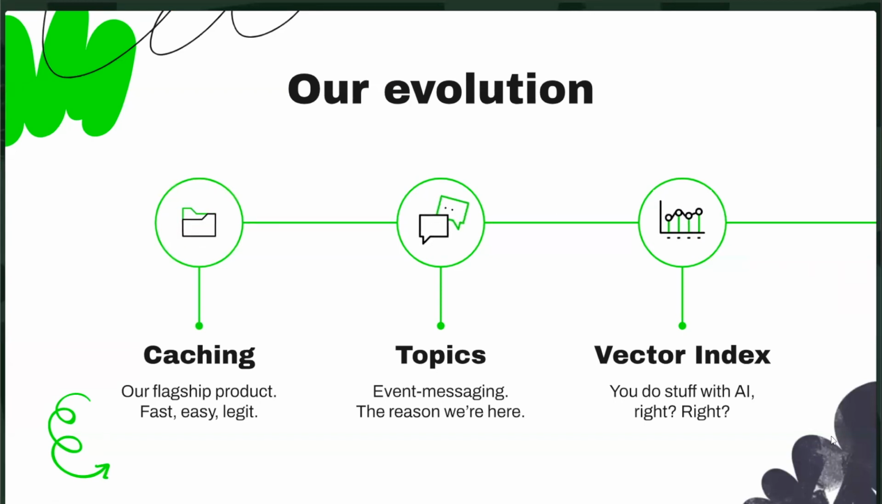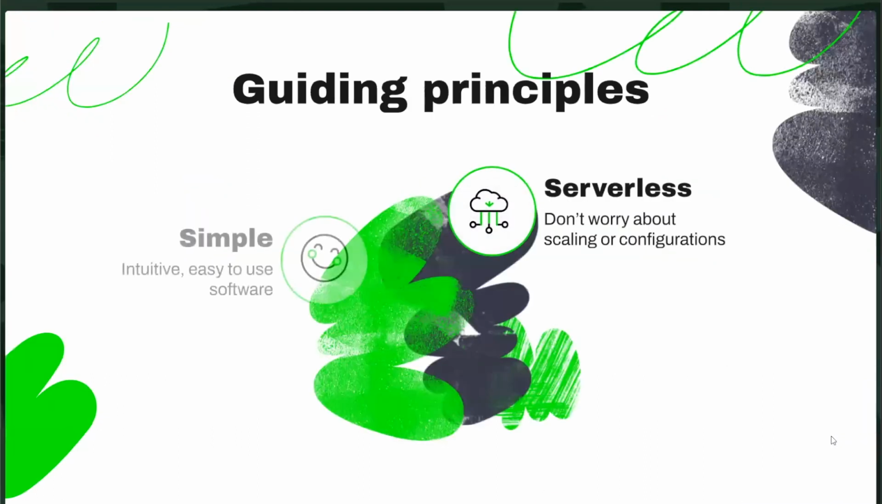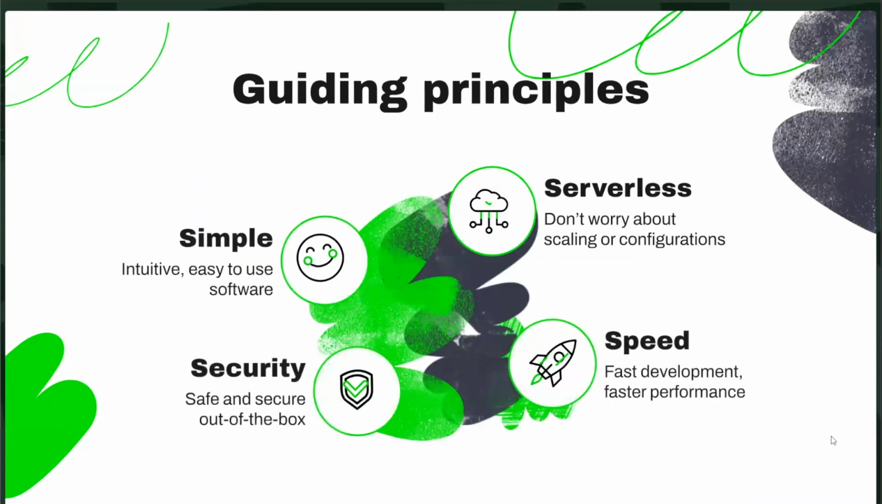And then back in August at Momento's conference, MoCon, we announced a new service, a third service, Vector Index, which is for your AI-powered apps and RAG pipelines and all that fun stuff. So we're growing, we're doing things serverlessly and fast, and really these are the things that when you use one of our services, you can count on being there.